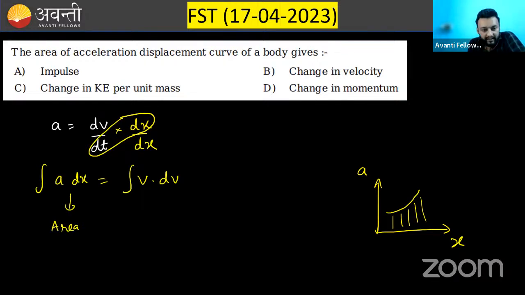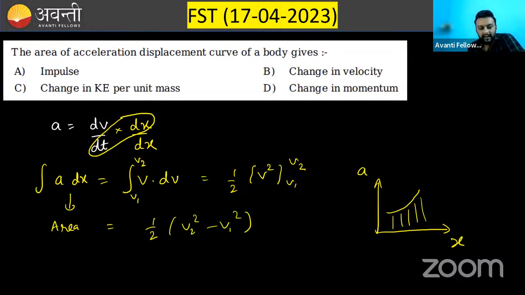Now, if I integrate it, let's suppose we are integrating it from initial velocity v1 to v2. It will become 1 by 2 is taken outside. Integration of v is what? 1 by 2 v square. Limit is from v1 to v2. Can you say it will become v2 square minus v1 square? So area is giving this much of quantity.